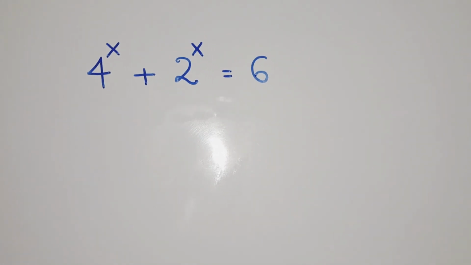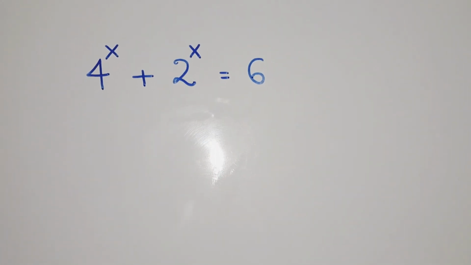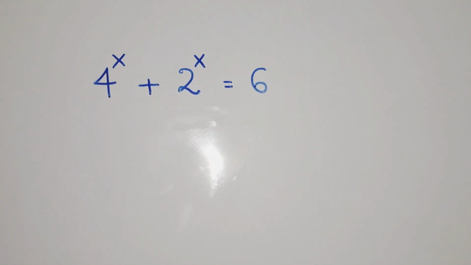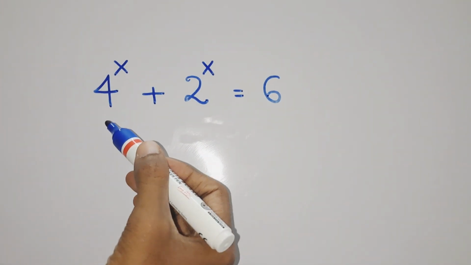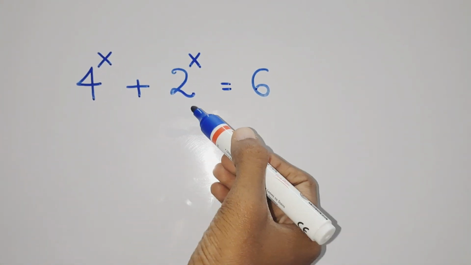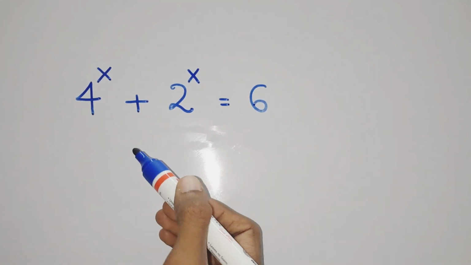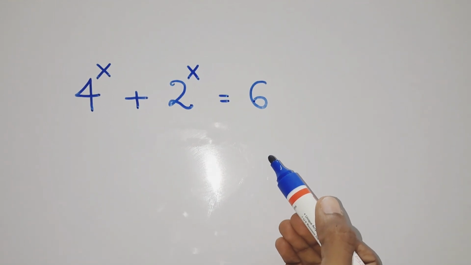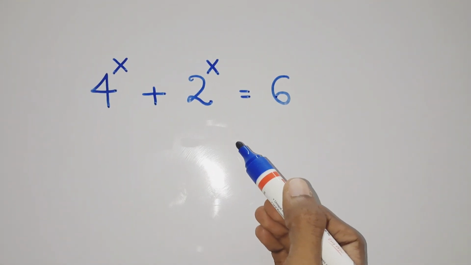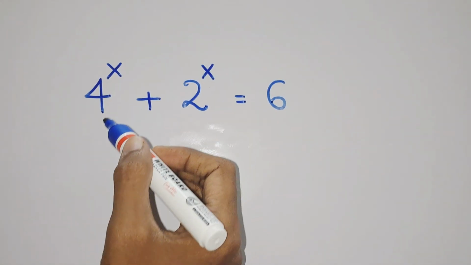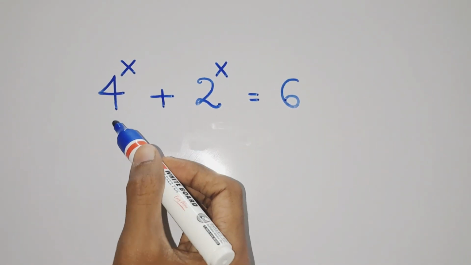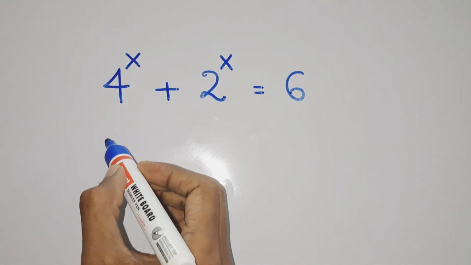Hello everyone. Today we are going to solve one nice mathematical equation given by 4 to the power x plus 2 to the power x equals to 6. How to proceed in this type of equation is very interesting. So we can substitute something here.